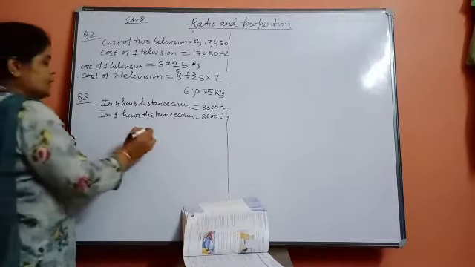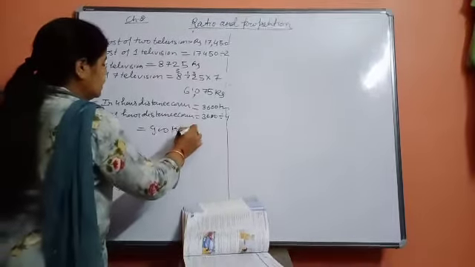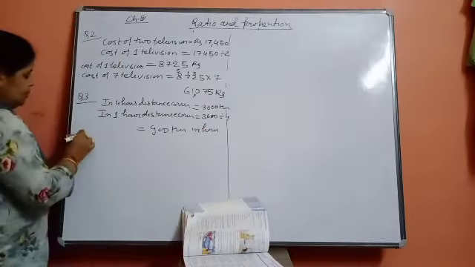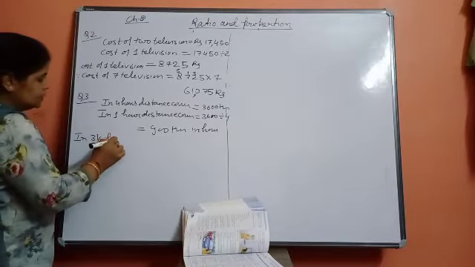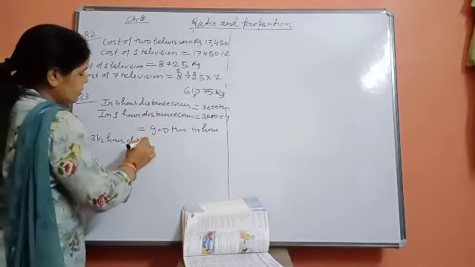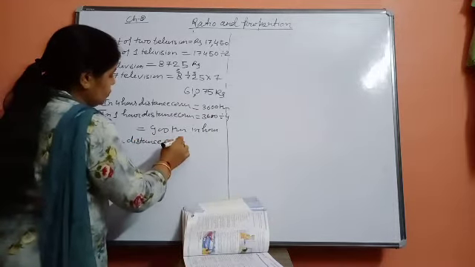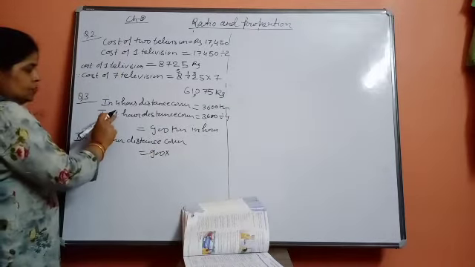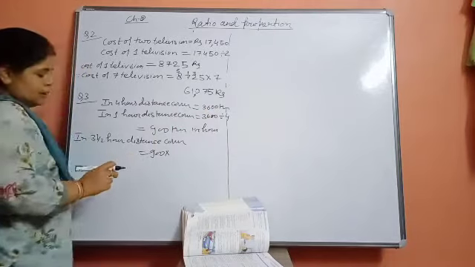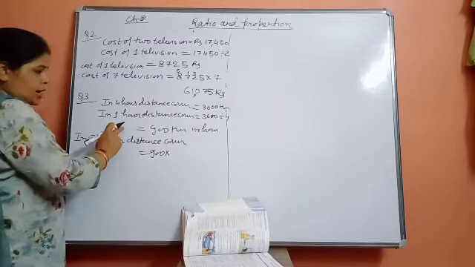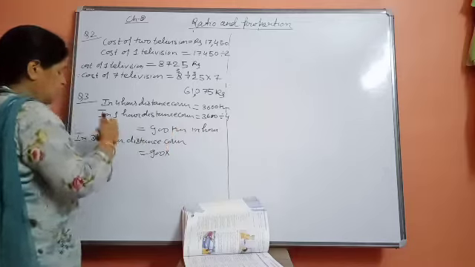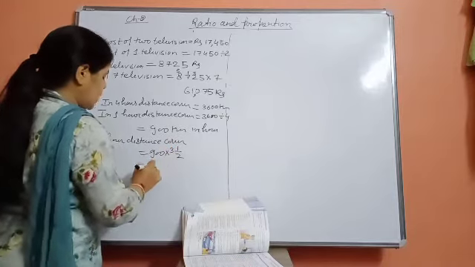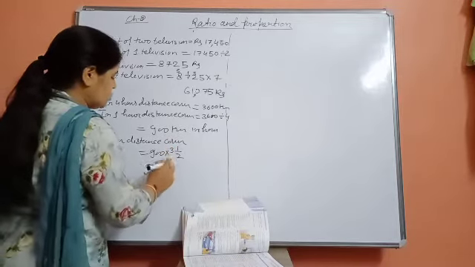4 9s are 36, so 900 kilometers in 1 hour. Now in how many hours do you have to calculate? In 3.5 hours. So in 3.5 hours, the distance covered is equal to 900 multiplied by 3.5. For less hours we did division; for more hours, now that for 1 hour we have 900 kilometers, we multiply. 3.5 is 3 and 1 upon 2, so 900 multiplied by 7 upon 2.